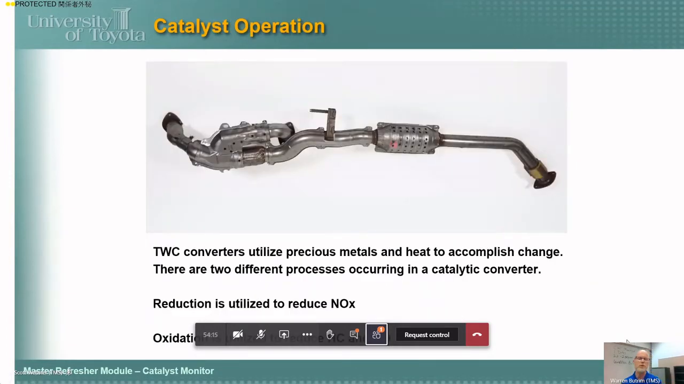So with our cats, the cats do 2 different things for us. One part of the cat, called reduction, helps get rid of the excess oxides of nitrogen. To do that, it's going to use a precious metal called rhodium. It's going to use some platinum and rhodium to help remove NOx. There's also another portion called oxidation, which helps get rid of the hydrocarbons, the HC and the CO.